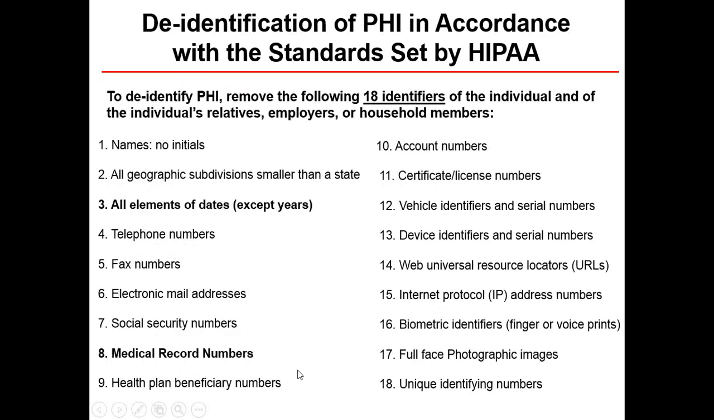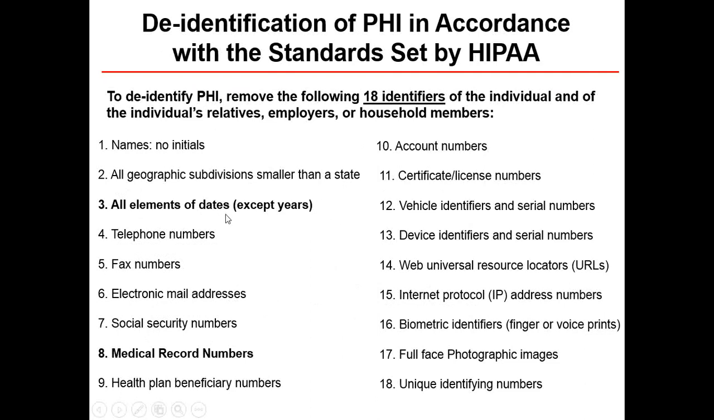So this is actually now the most important slide, and the most interesting, I think. Here are the 18 identifiers in your clinical information that need to be removed, basically, to de-identify the PHI. And they all make sense, actually. First is the names, all geographic subdivisions smaller than a state. So cities are not allowed to be mentioned.